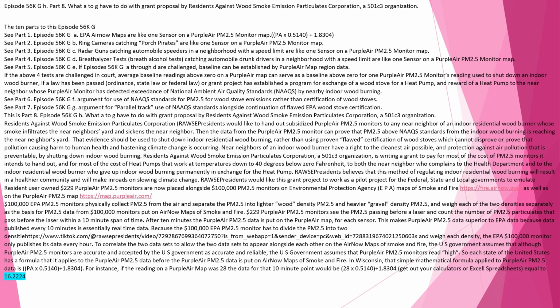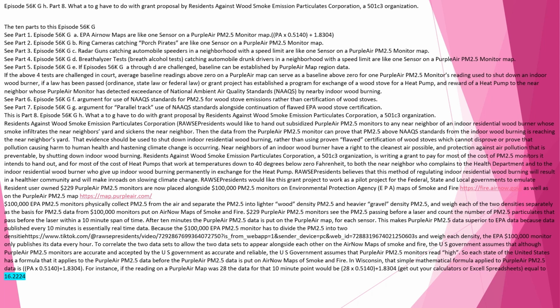and weigh each density, the EPA $100,000 monitor only publishes its data every hour. To correlate the two data sets, to allow the two data sets to appear alongside each other on the Airnow maps of smoke and fire, the U.S. government assumes that although PurpleAir PM2.5 monitors are accurate and accepted by the U.S. government as accurate and reliable, the U.S. government assumes that PurpleAir PM2.5 monitors read high.